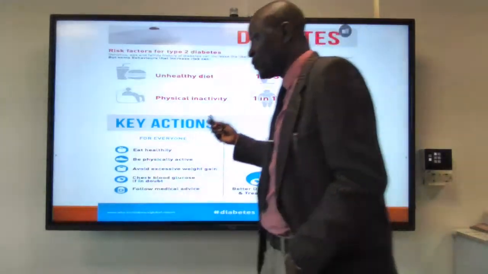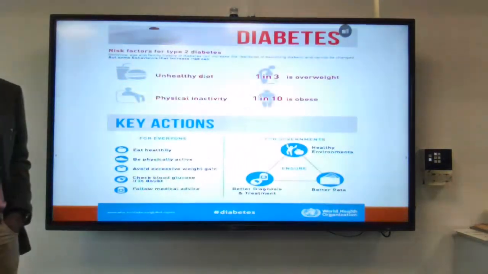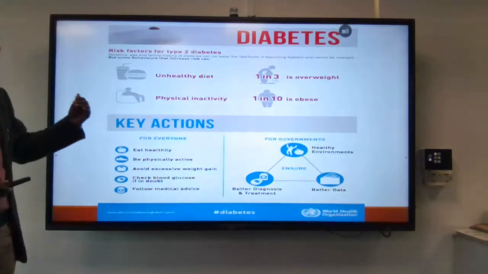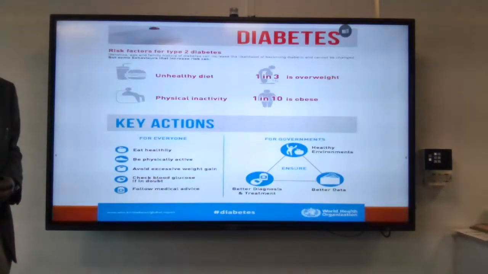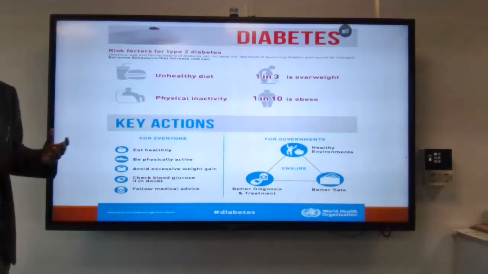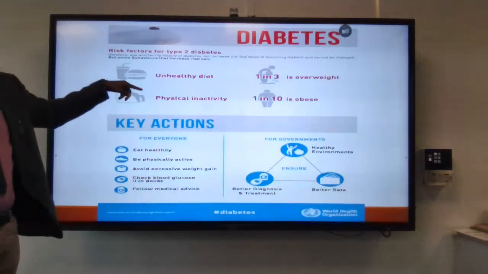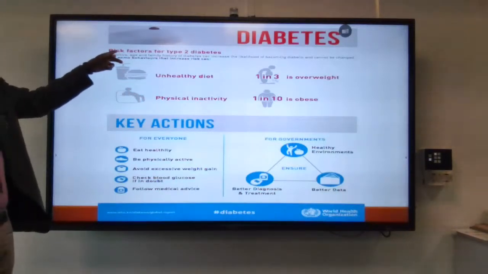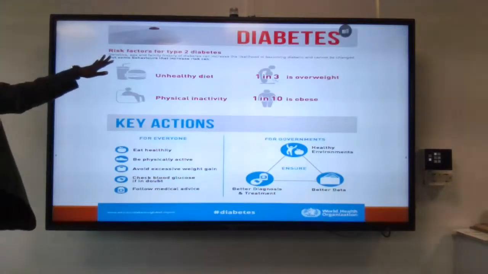So risk factors for type 2 diabetes: unhealthy diet, so a high carbohydrate diet, not eating healthily, and physical inactivity. Those are the kind of things. But again, you have some non-modifiable factors. If you've got family history, you can't do anything about that. But we are interested in the modifiable factors, things that we can do something about. You cannot do anything about genetics. If you inherit this HLA gene, you have a tendency to have diabetes. We can't do anything about that.